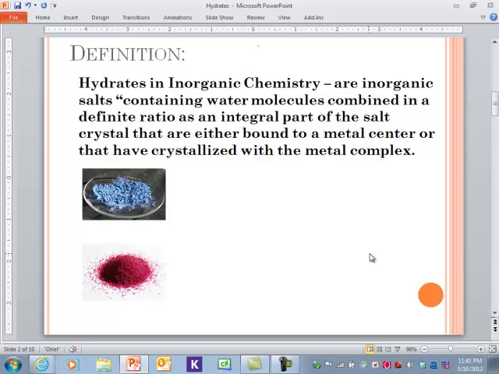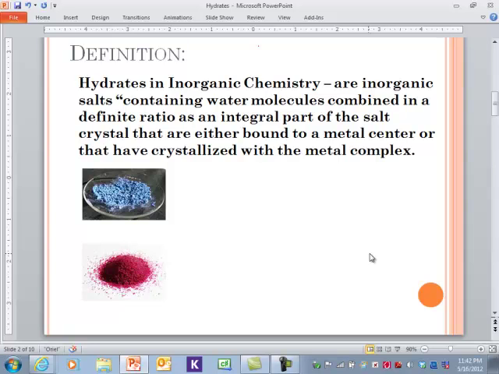Hydrates are defined as inorganic salts containing water molecules combined in a definite ratio as an integral part of the salt crystal, that are either bound to a metal center or have crystallized with a metal complex. The origin of the hydrate has a lot to do with where those solids of inorganic salt come from. They generally come from crystallization from aqueous solutions, a lot of times happening in ancient oceans.